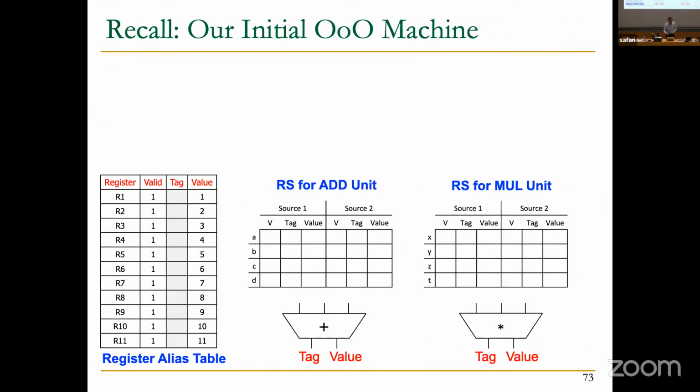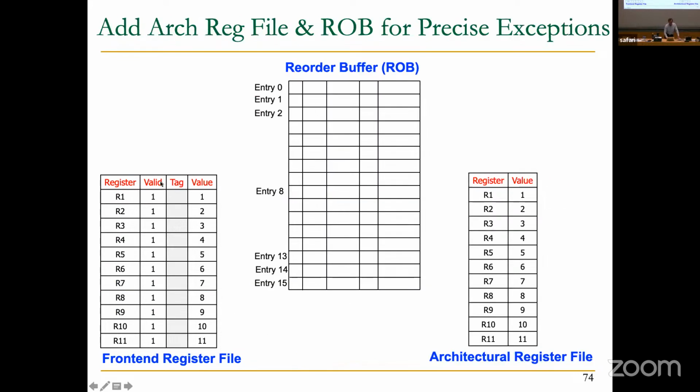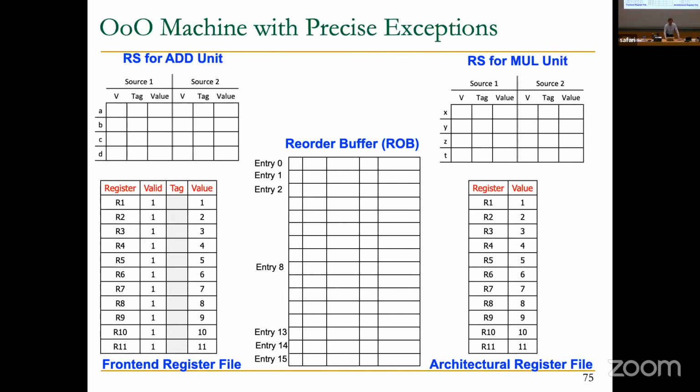Okay, so basically, this is our initial out-of-order machine. We did not have a reorder buffer. We're going to add a front-end register file used for renaming, and then a reorder buffer, just like we did yesterday, and an architectural register file. You can see that the front-end register file has valid bits and values. The architectural register file doesn't have any valid bits because it's always valid. Everything over there is always valid. It's just updated when the program finishes or retires instructions. Does that make sense? Okay, so this is really the out-of-order machine with precise exceptions.